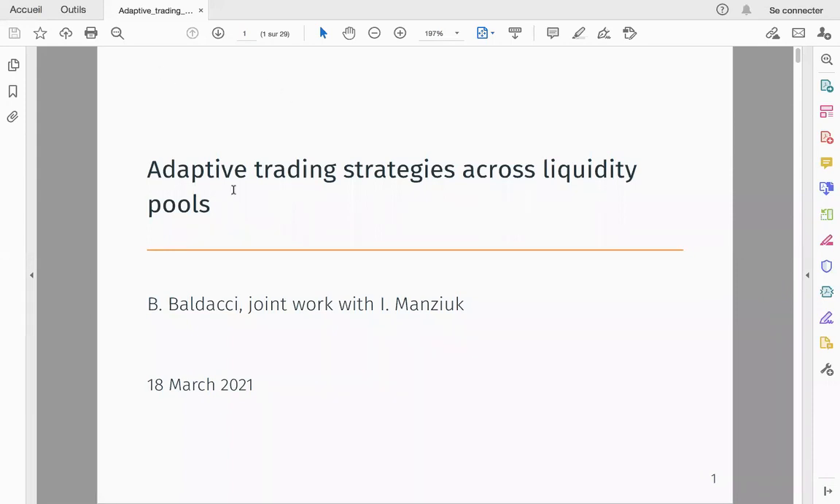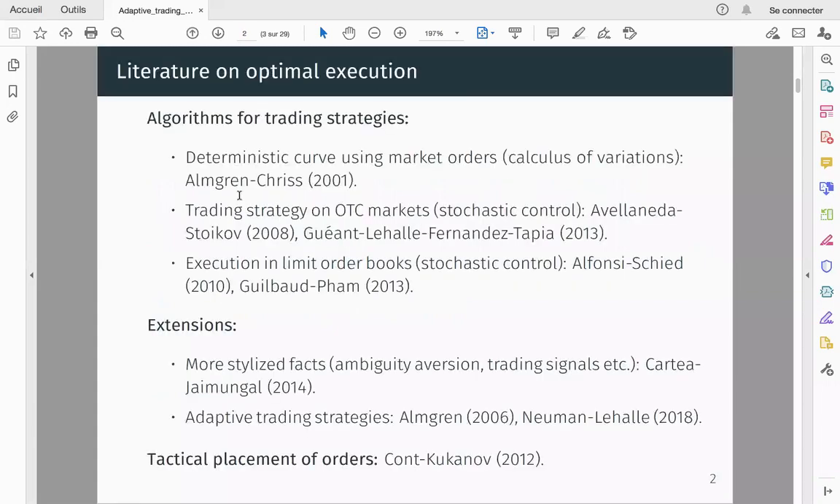Thank you very much, Rama, and thank you also to all the people who attend this seminar. This is the work which was presented to the Risk Award. It is joint work with Iuliia Manziuk, who is a postdoc at École Polytechnique, and it is strongly related to the so-called smart order routing problem. Before I dive into the subject, I will give a brief history of optimal execution, which consists in buying or selling a certain quantity of an asset.